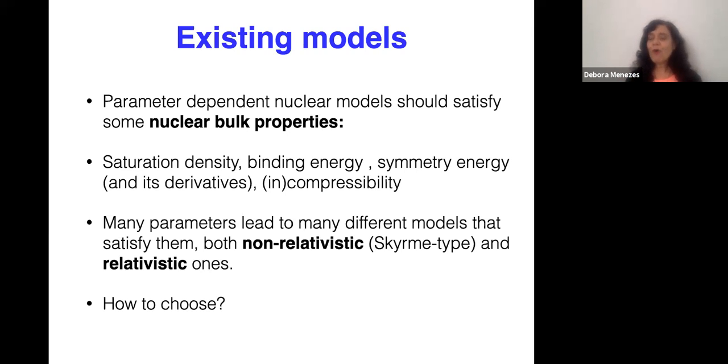This is the minimum that has to be satisfied so that we can trust an equation of state. Of course, if my expression has many parameters, I can have many different models, and they can be either non-relativistic, which means that they can be used as a solution of the Schrödinger equation only, H psi equals E psi, where H has the potential, like a Woods-Saxon potential, a potential that reproduces nuclear physics knowledge. But it can also be relativistic, and then instead of solving the Schrödinger equation for the nucleons, we would have to solve Dirac equations. So how do we choose?